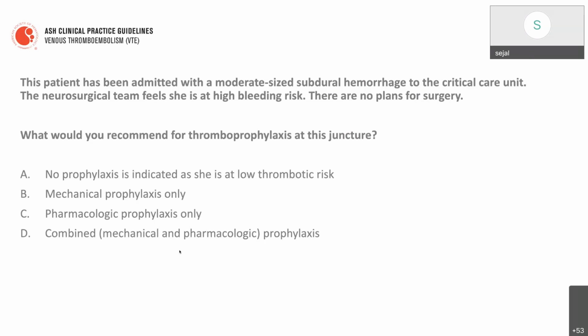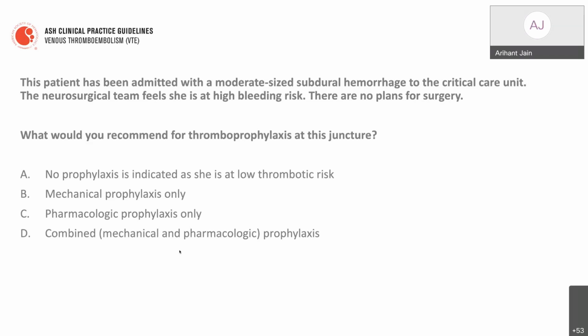A. No prophylaxis is indicated as she is at low thrombotic risk. B. Mechanical prophylaxis only. C. Pharmacological prophylaxis only. D. Combined mechanical and pharmacological prophylaxis. So how do you approach this? Sir, since the patient has been admitted with a moderate size subdural hemorrhage, pharmacological prophylaxis is contraindicated here, so we will go ahead with mechanical prophylaxis only.